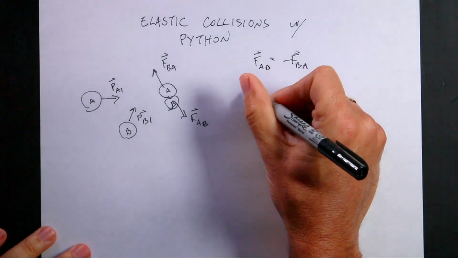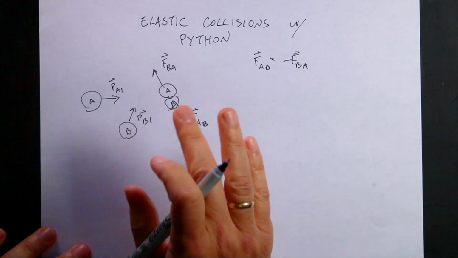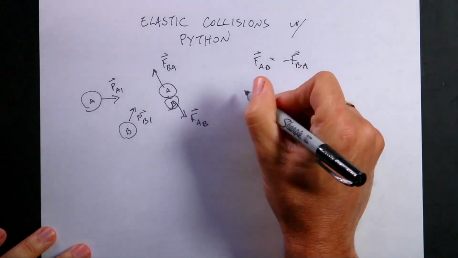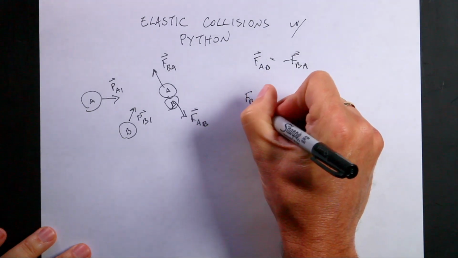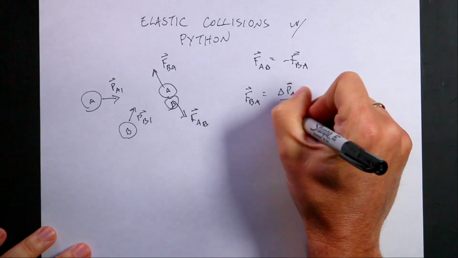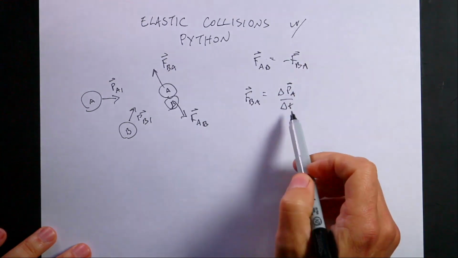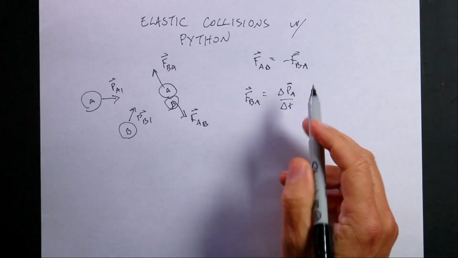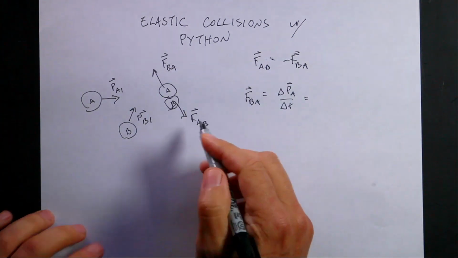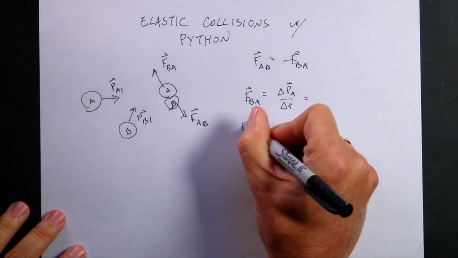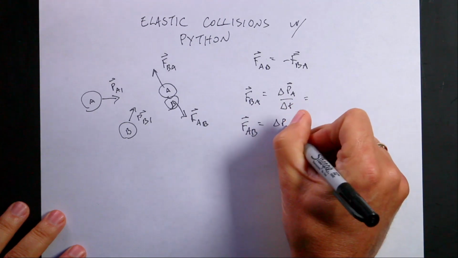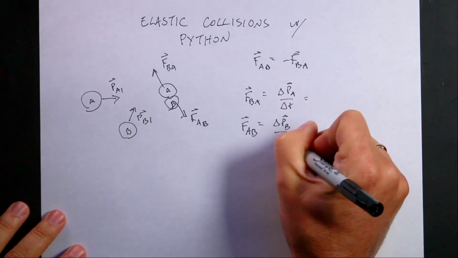Well, I can use momentum. This is the only force acting on it. So if that's the case, then I can use the momentum principle for object A. FBA is delta PA over delta T, where that's the change in momentum, and that's the time the force is applied, and that's going to be equal to, that's fine, let's leave it like that. But I could do the same thing over here. I could say FAB equals delta PB over delta T.